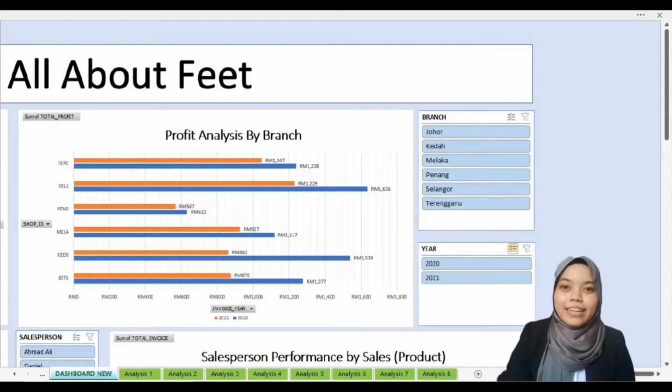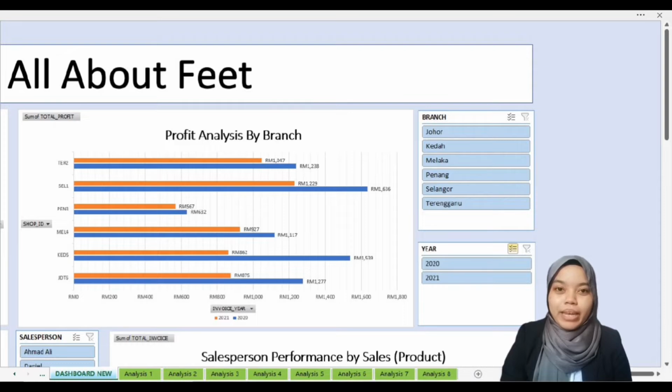As for the profit analysis by branch, All About Fit managed to earn a gain in profit of 5,507 ringgit and a total of 188 pairs of shoes for the year 2021. However, the performance of the company has dropped compared to the prior year, 2020, where the gain in profit amounted to 7,439 ringgit with a total of 237 pairs of shoes sold. It can be seen that all branch performance decreased in 2021.